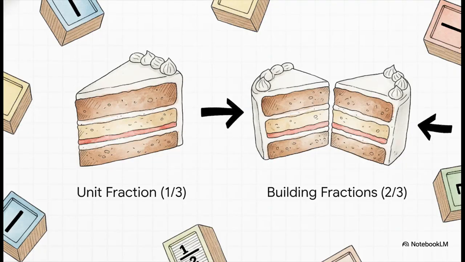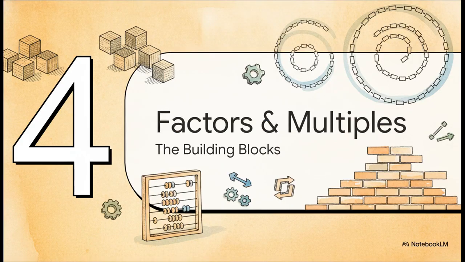What we just looked at with the guava and the cake are what mathematicians call unit fractions. A unit fraction is just any proper fraction where the numerator is exactly 1. 1/2, 1/3, 1/4, you get the idea. These single-part slices are literally the building blocks for all other complex fractions. Think about it. If you have 2/3 of a cake, you really just have 2 of those 1/3 unit fractions mashed together.